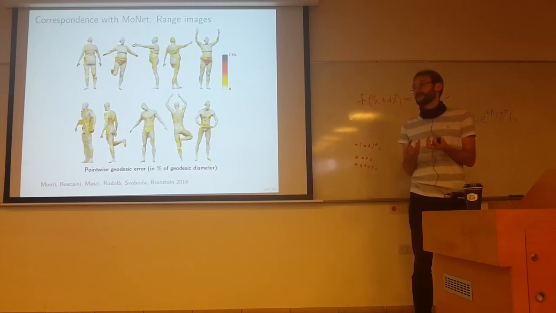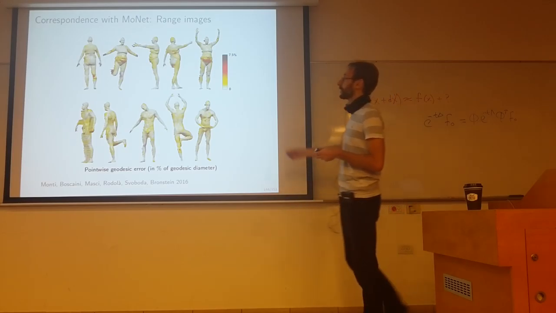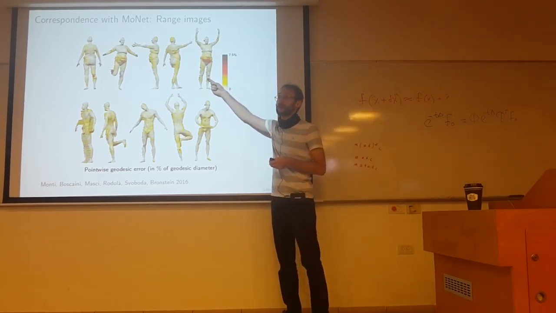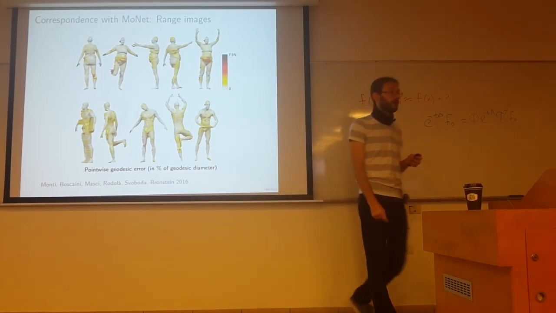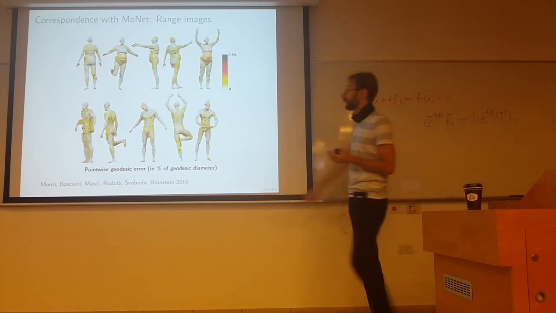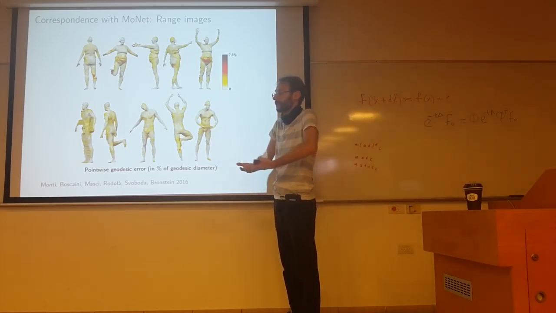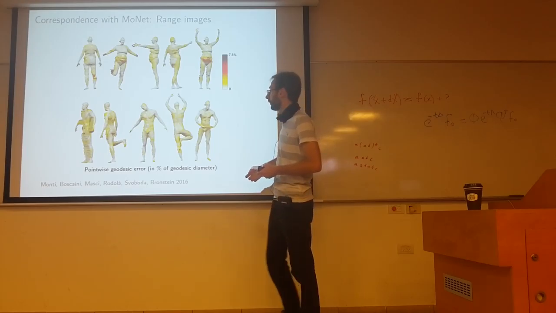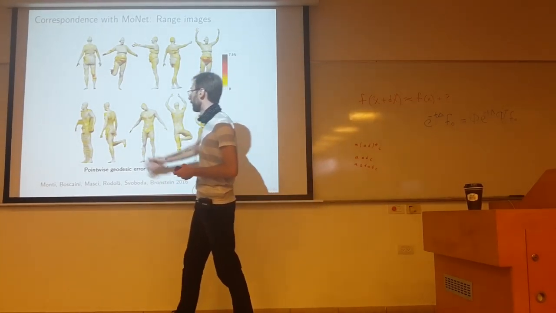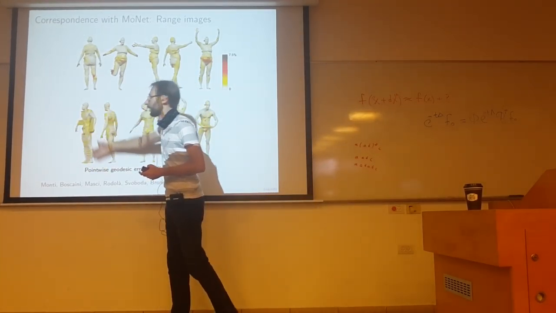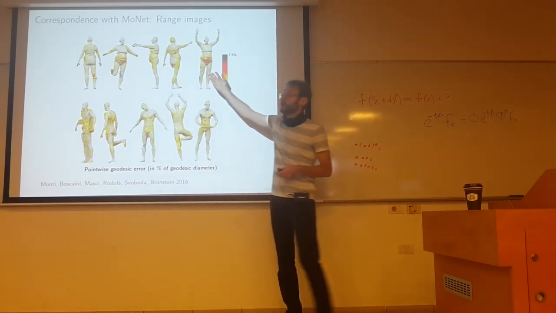Okay, so more interesting results. Here we have range images. Faust is not interesting because all the shapes have the same triangulation, so you can say that somehow you learn the mesh. Here is a more challenging example. These are range maps produced from Faust, and here you have everything: missing data, different topologies.